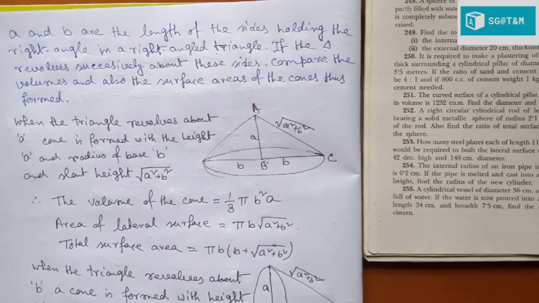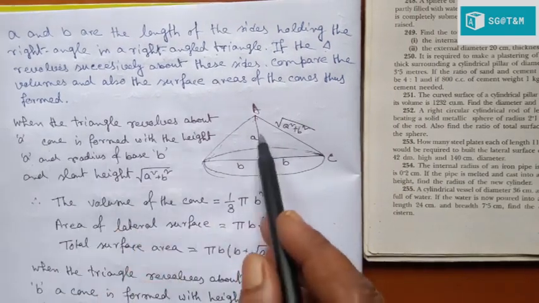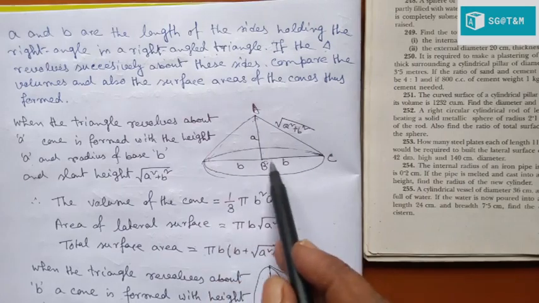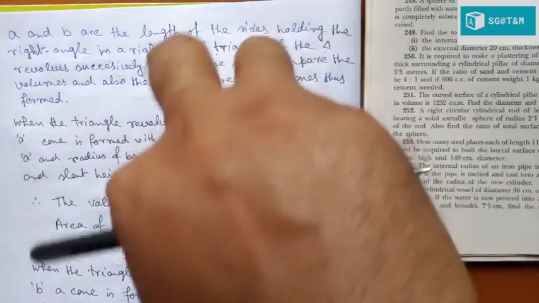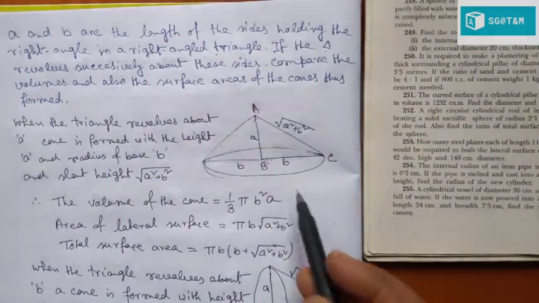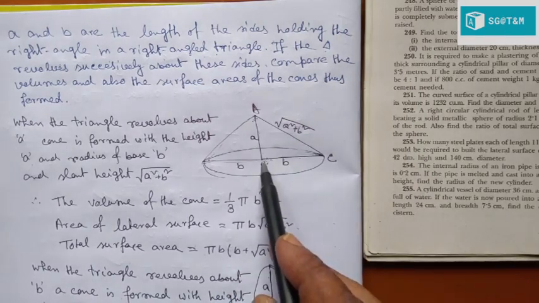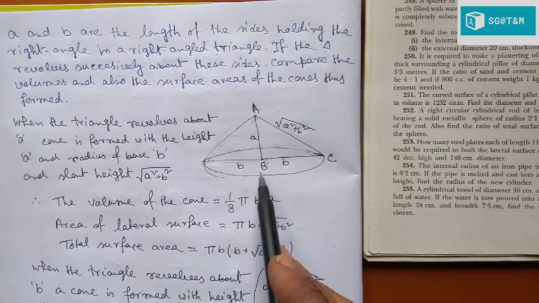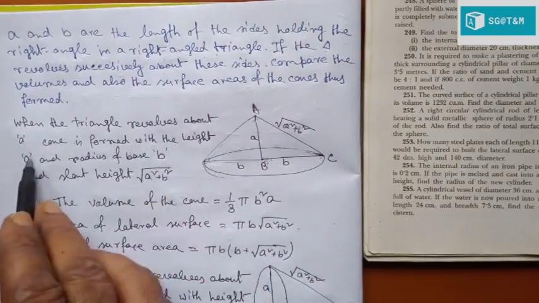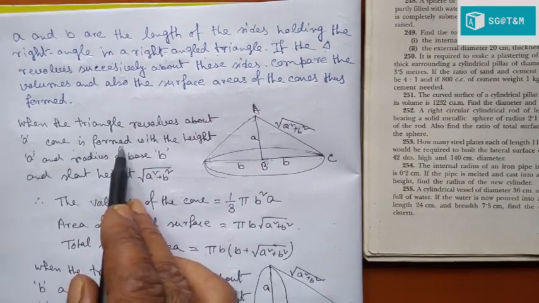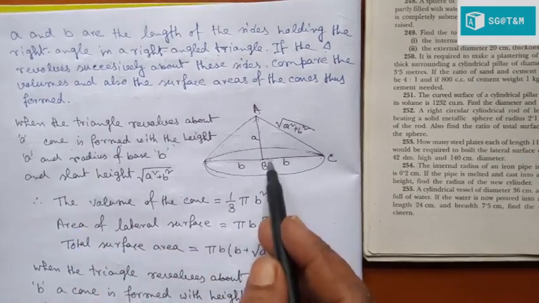of these two cones. Now, if we rotate this about A, then we get this form. This length is also B. If we rotate this, then we get a cone whose height will be A and radius of base is B. Suppose when the triangle revolves about A, a cone is formed with the height A. This is the height, as you see from the figure, and the radius of base is B.